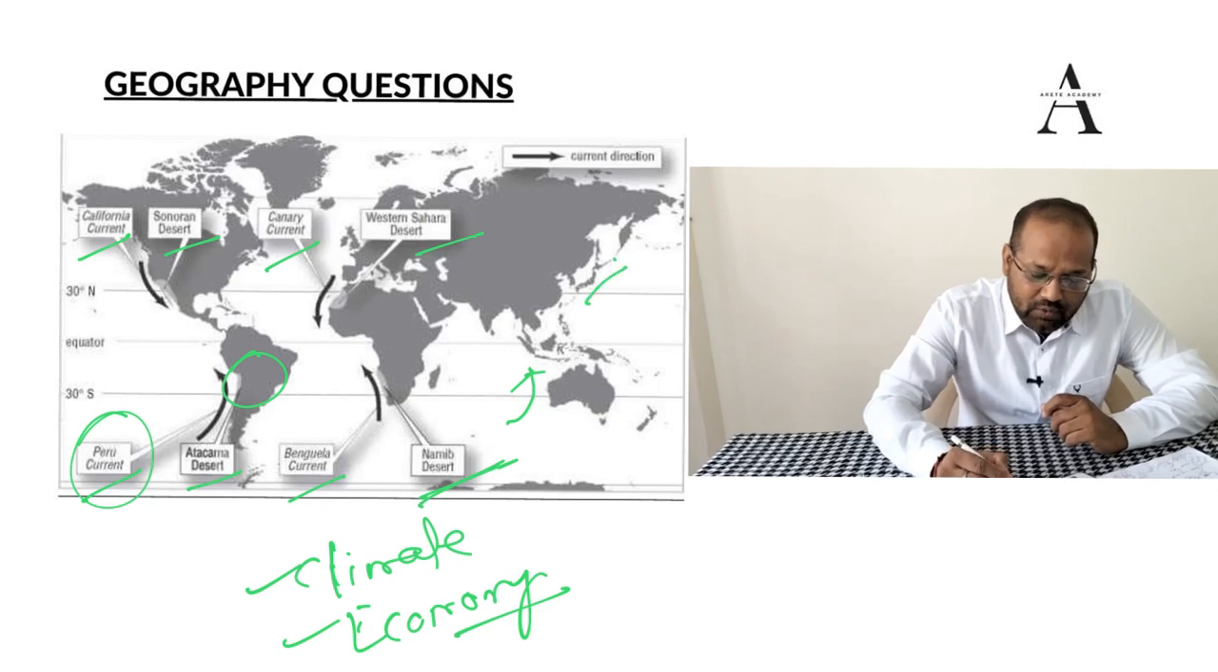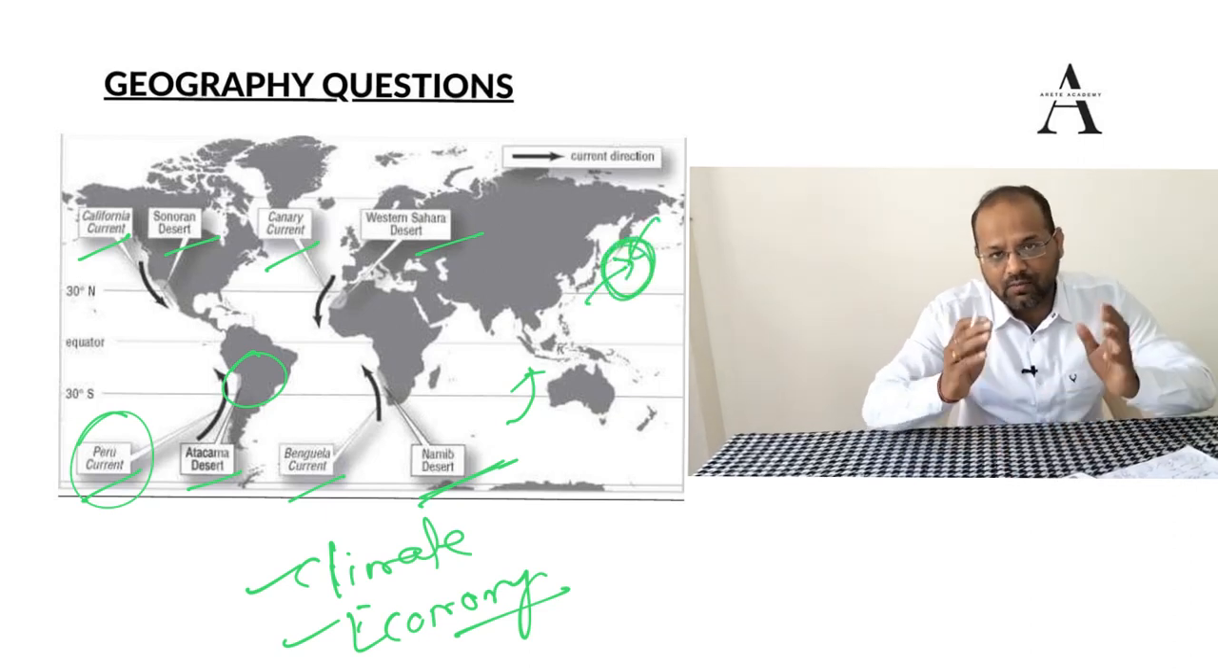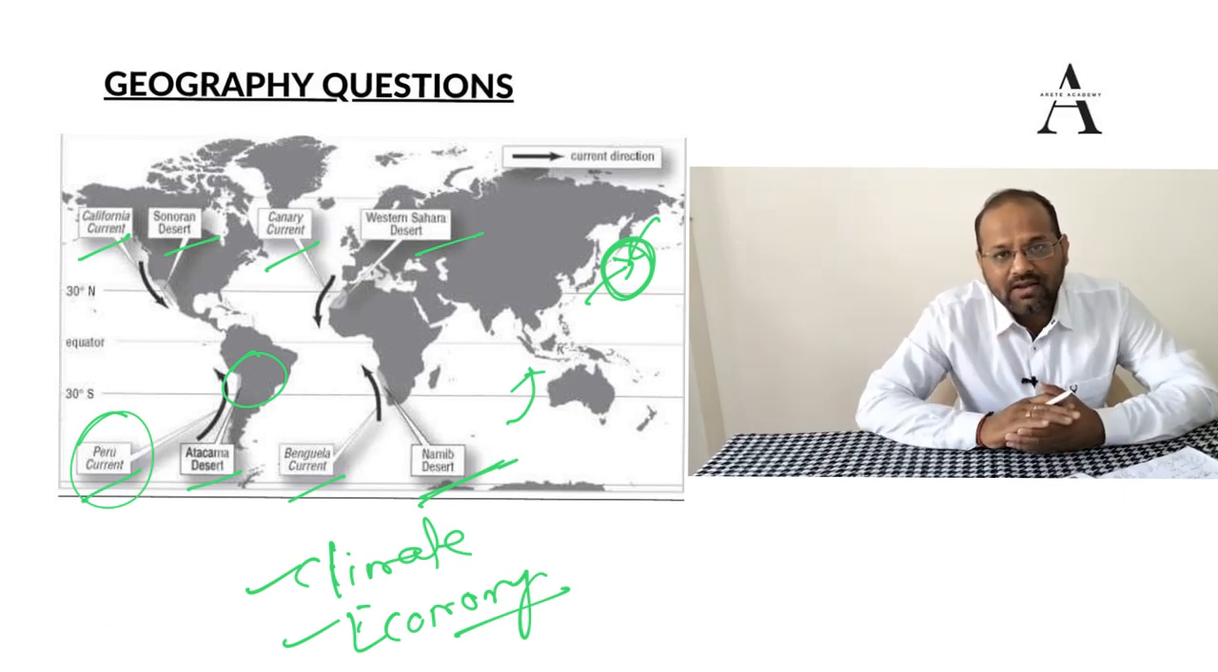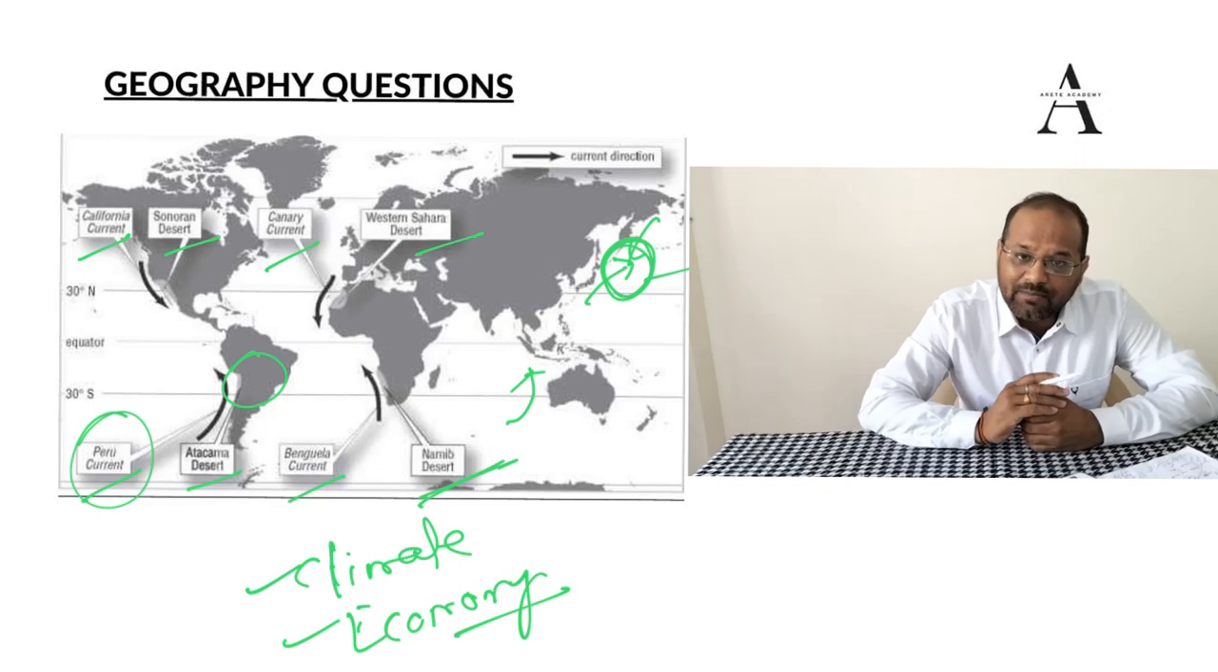So this is one economic impact. Also, here we read about Kuroshio and Oyashio. These areas where the warm current and cold currents are meeting become the world's best fishing grounds. So that is another economic importance.